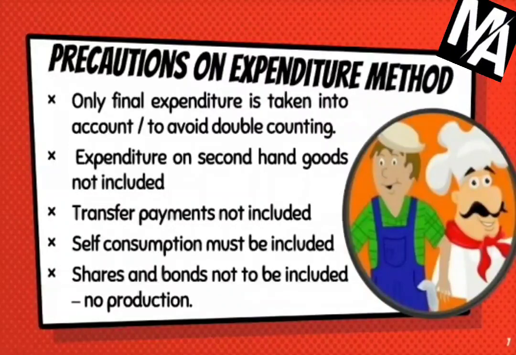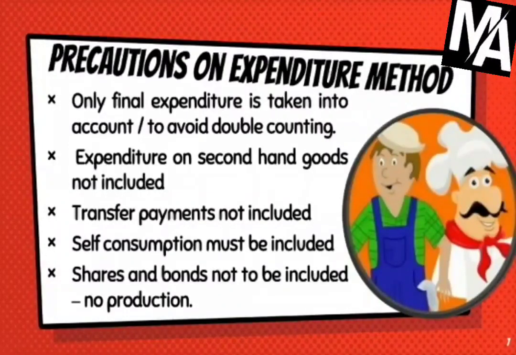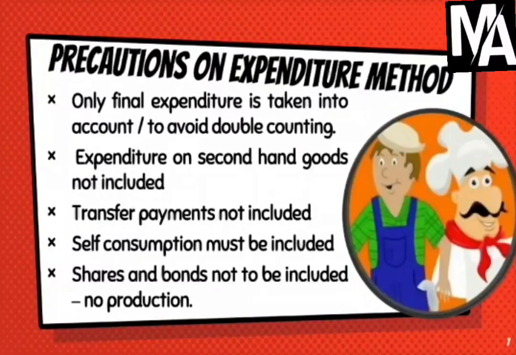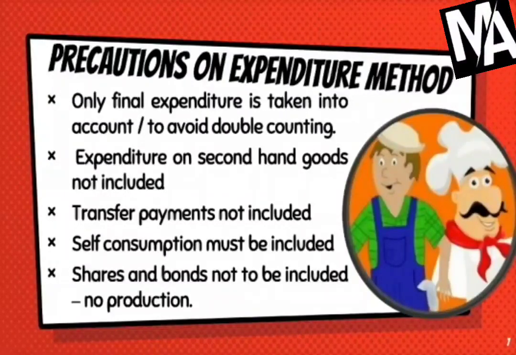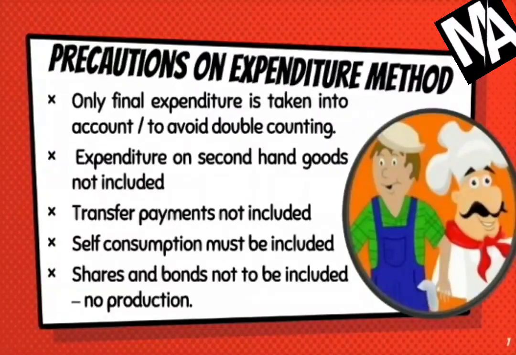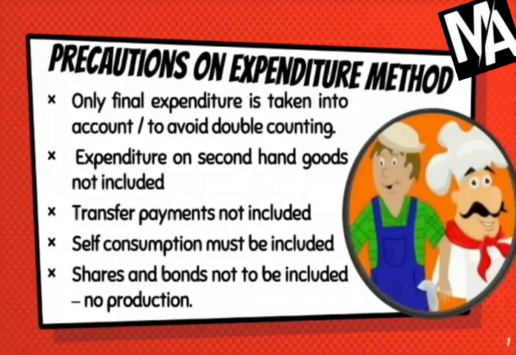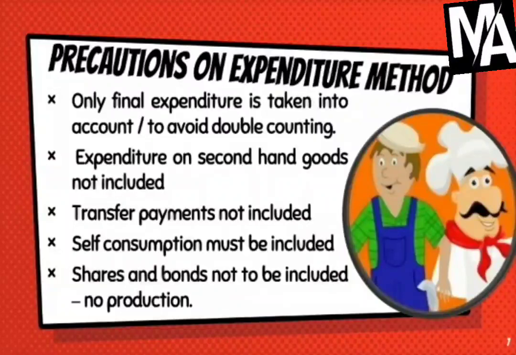This is because shares and bonds do not produce any kind of goods or services. They are basically derivative values, or value which has been derived because of its buying and selling in the market. Shares and stocks do not produce goods and services. They are just an increase or decrease in the market price of that particular product, and therefore shares and bonds should not be included in the expenditure method.